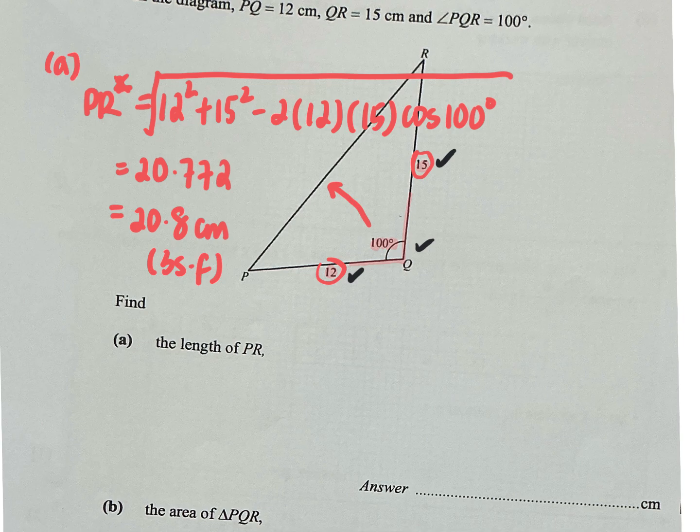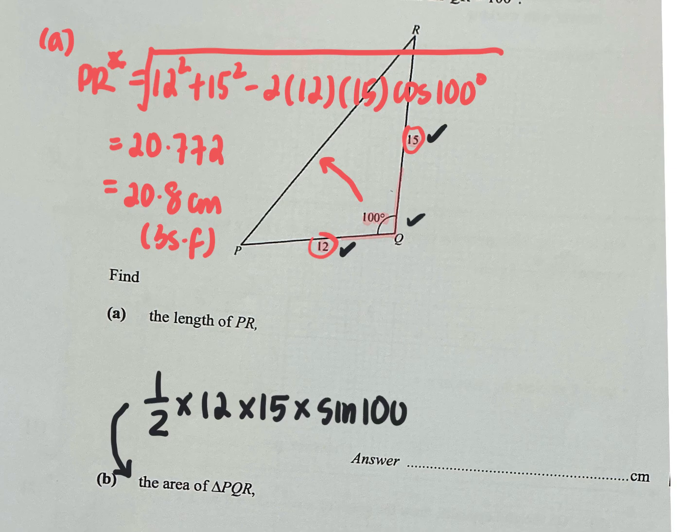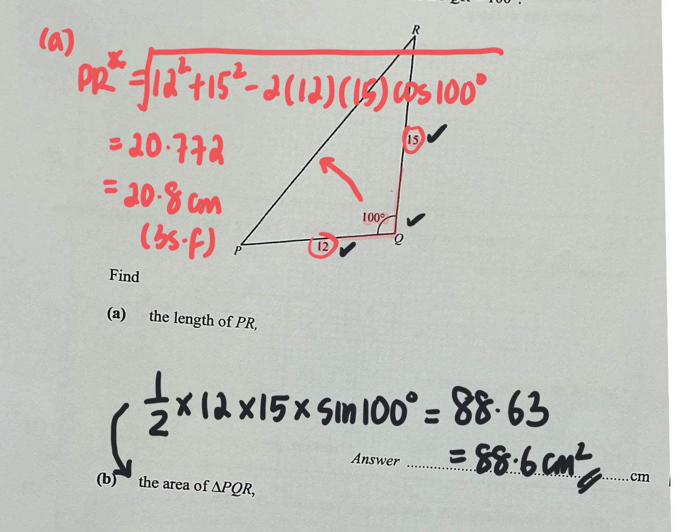Okay, if you are asked this question during exam, you should be very happy because this one is very direct. How to find the area of this triangle? Half AB sine C. Where's the A? Where's the B? Where's the C? 12, 15, then sine of the 100. Don't forget the sine. 88.63, so 88.6 cm square. So this is the answer for part B.